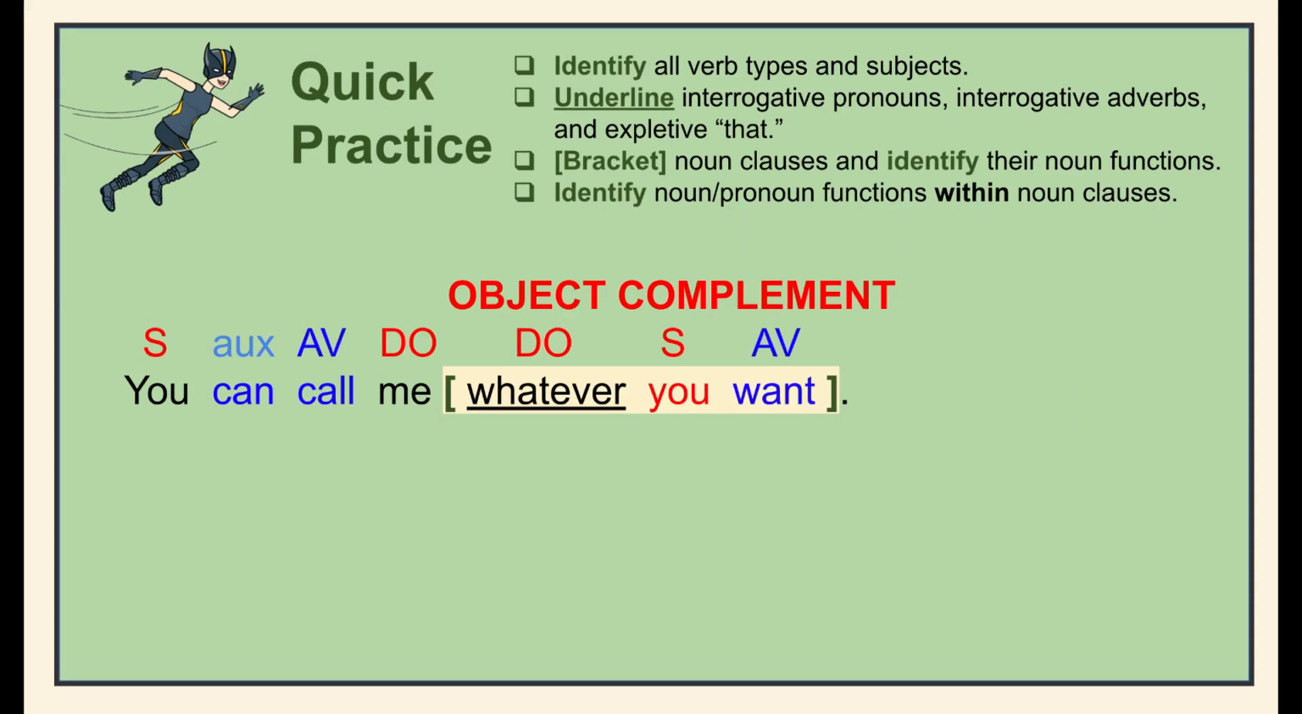Because this sentence includes a direct object following the action verb call, you can call me, we know to look for an object complement, which is the noun clause, whatever you want. Remember, an object complement renames the direct object and changes the meaning of the sentence. The sentence, you can call me, means something different than you can call me whatever you want.